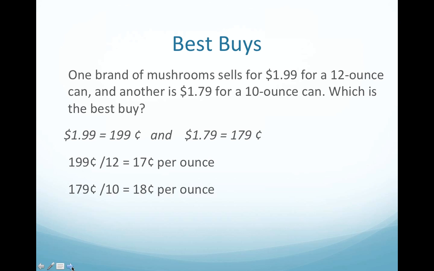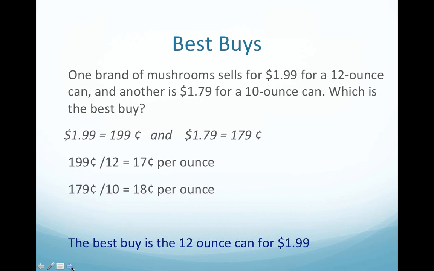And so when we look at this, we're going to figure out what each unit price is. We're going to take the $1.99, convert it to 199 cents, and then divide that by 12, and that's going to tell us that we're getting 17 cents. We're paying 17 cents for each ounce.